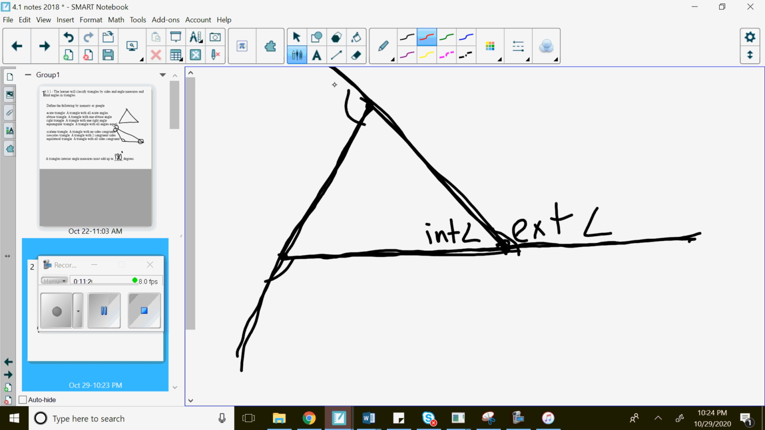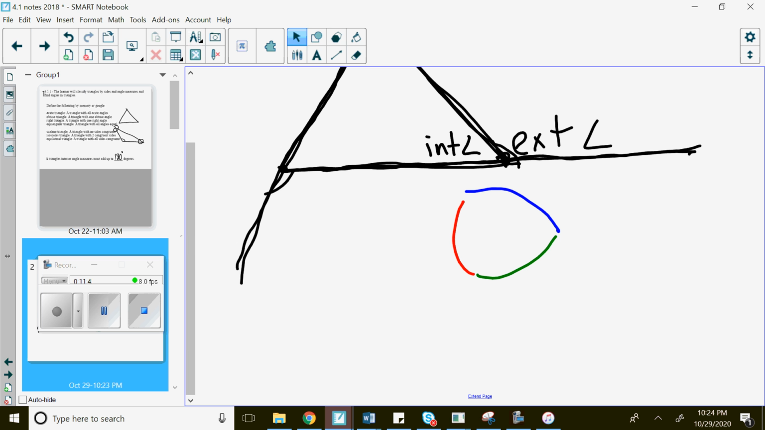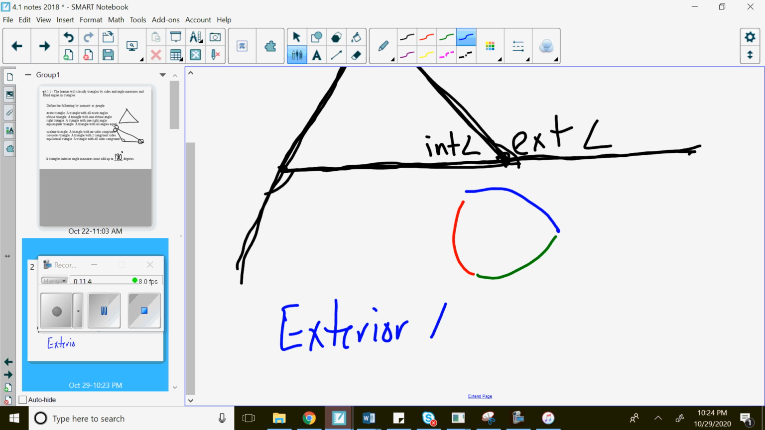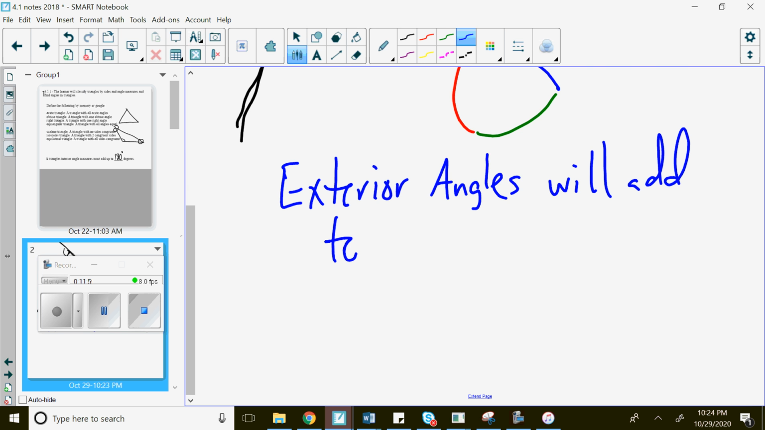The first thing I want you to know about exterior angles is what's cool about them is they don't add up to 180, but they do add up to, watch this, 360 degrees, which is really cool. So exterior angles, first thing I want you to write down, exterior angles will always add to 360 degrees.